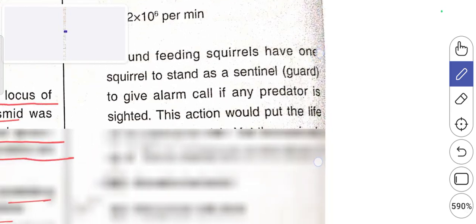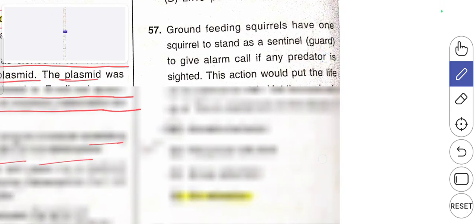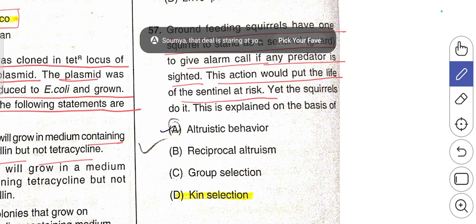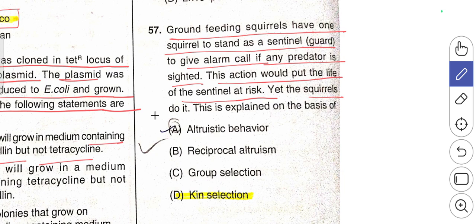So 57th. Ground feeding squirrels have one squirrel stand as a sentinel guard to give an alarm call if any predator is sighted. This action would put the life of the sentinel at risk. Yet the squirrels do it. This is explained on the basis of kin selection. This kind of mechanism will be considered as kin selection.